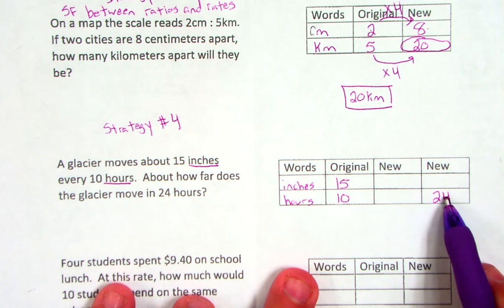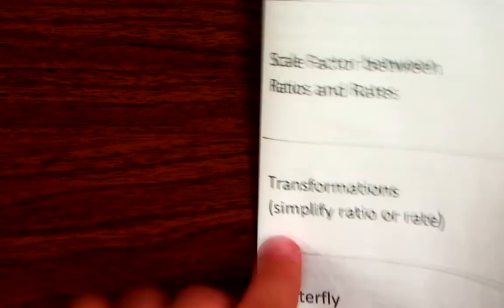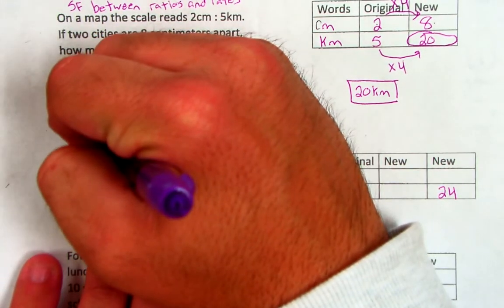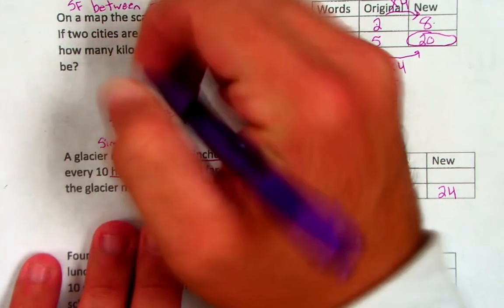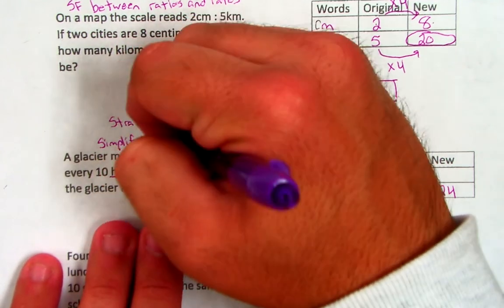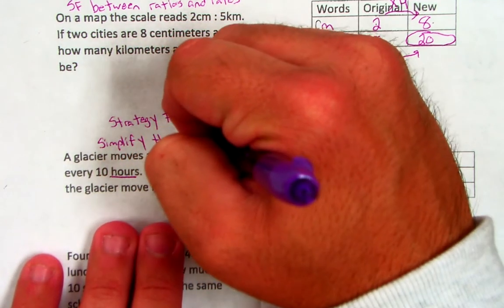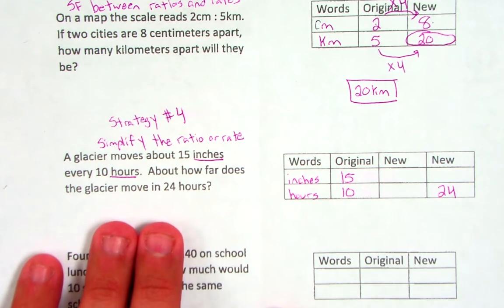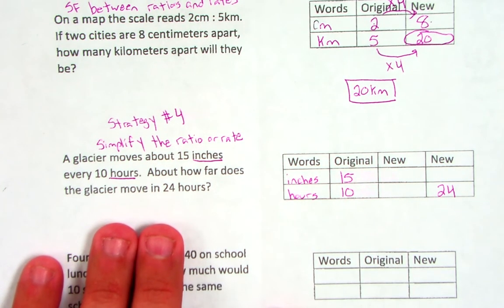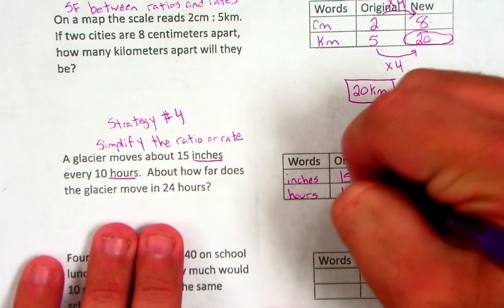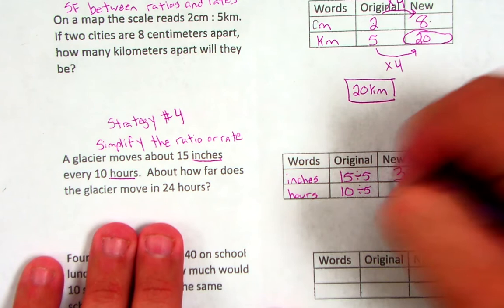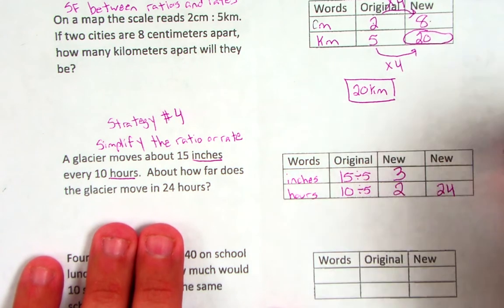Well, there's a reason I put it all the way over here. Strategy 4 was simplifying the ratio or rate. So we're going to simplify the ratio or rate. Can I simplify the 15 and the 10? Yes, you can. You can divide by 5. 5 goes into both of them. Well, 15 divided by 5 is 3. 10 divided by 5 is 2.